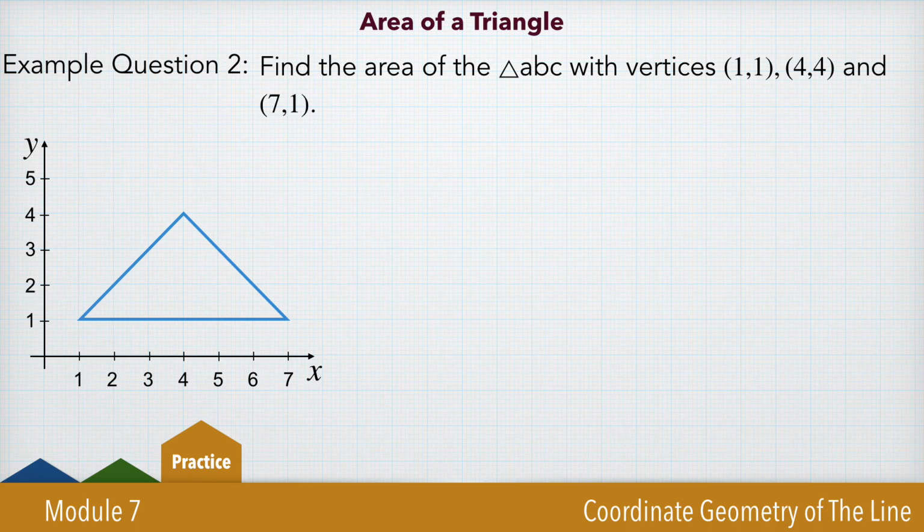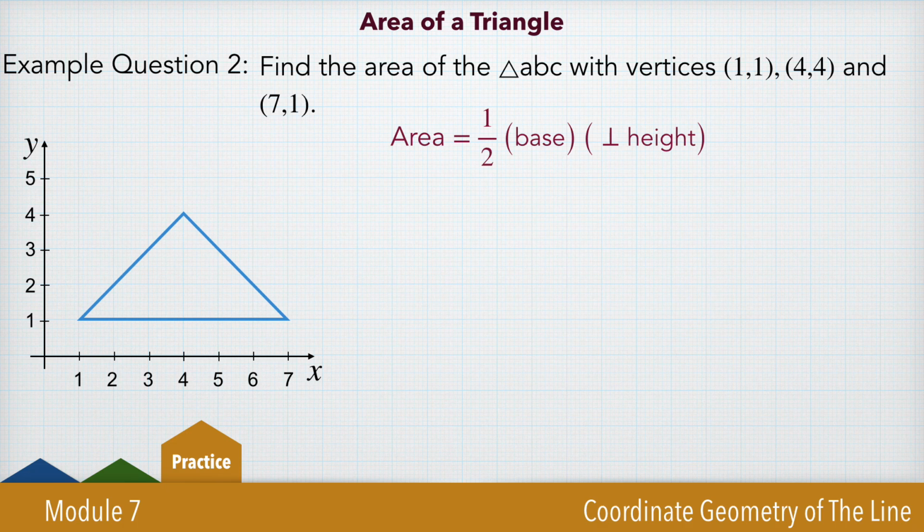In this question, we must find the area of the triangle ABC in the diagram, and we are given the coordinates of the vertices. We could use the coordinate geometry area of triangle formula, but looking at the diagram, we can see that one side of the triangle is parallel with the x-axis. Therefore, we could also use the geometry area of triangle formula. We will practice the geometry formula here.